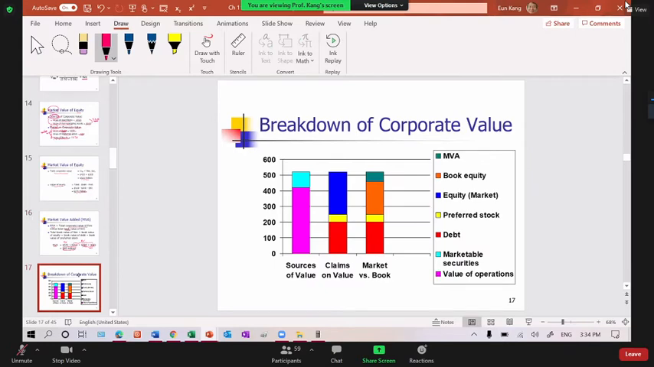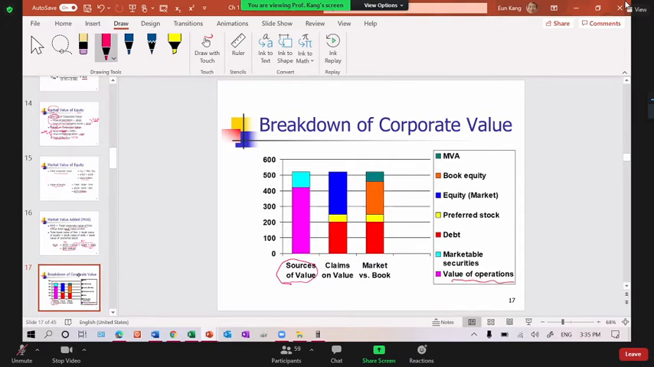So for those who are sleepy, to wake you up, look at these bright colors. First is source of value. We did that. First is what? Value of operations.